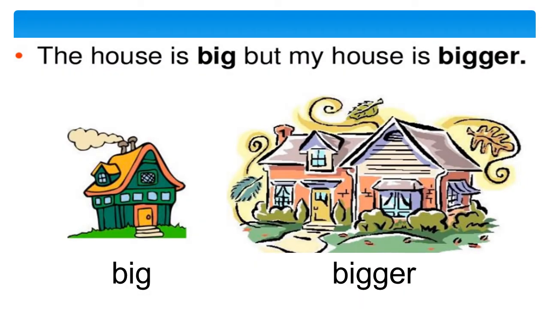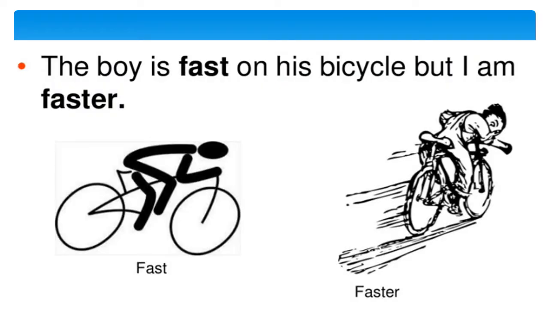This house is big, but my house is bigger. So big is just an adjective. Comparative degree will be bigger. The boy is fast on his bicycle, but I am faster.